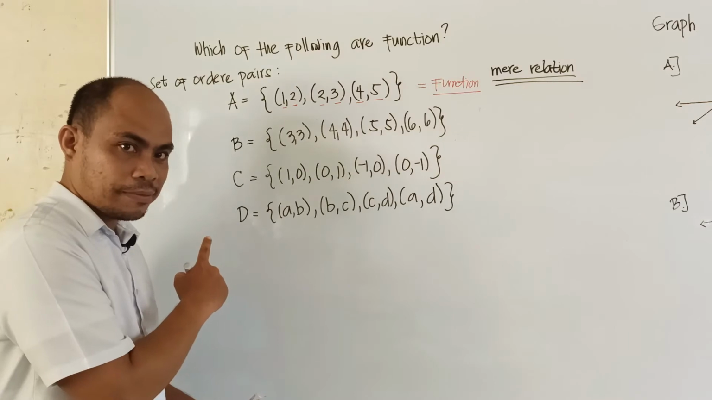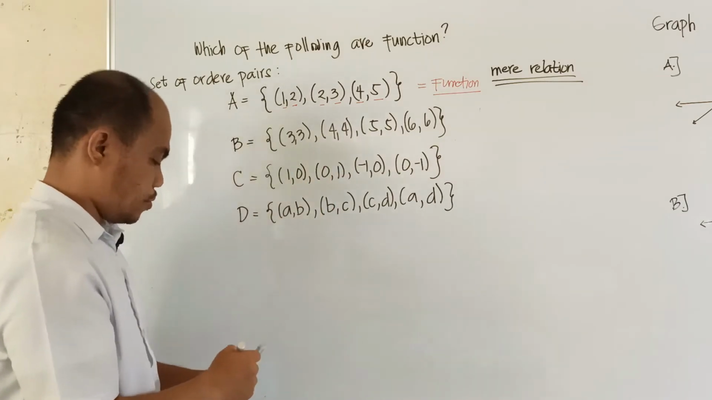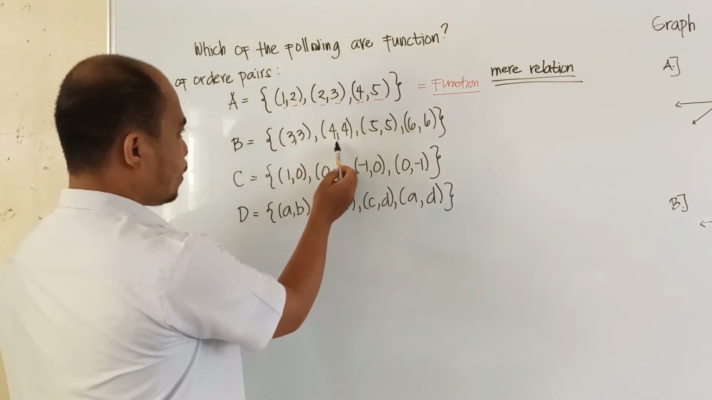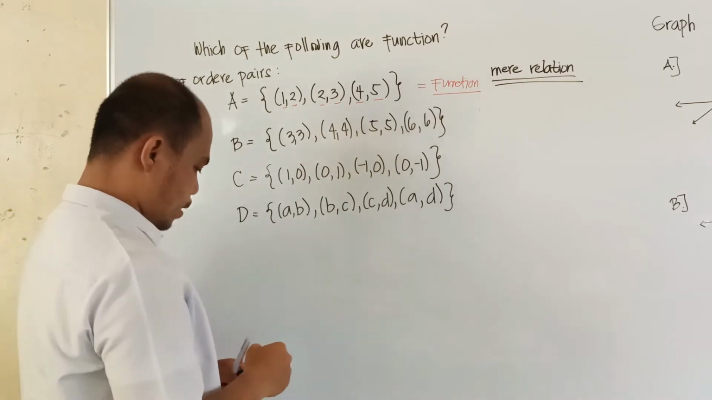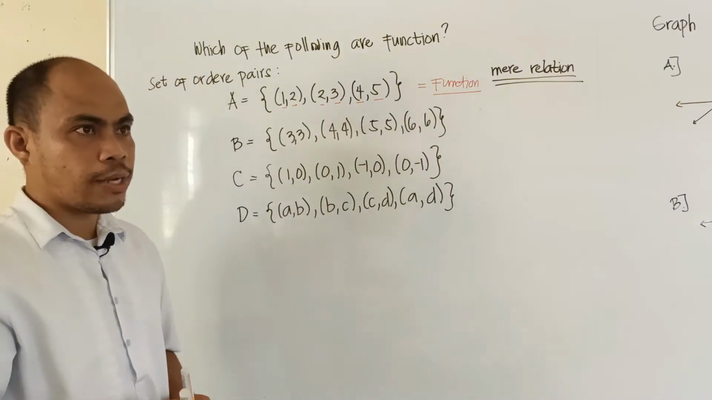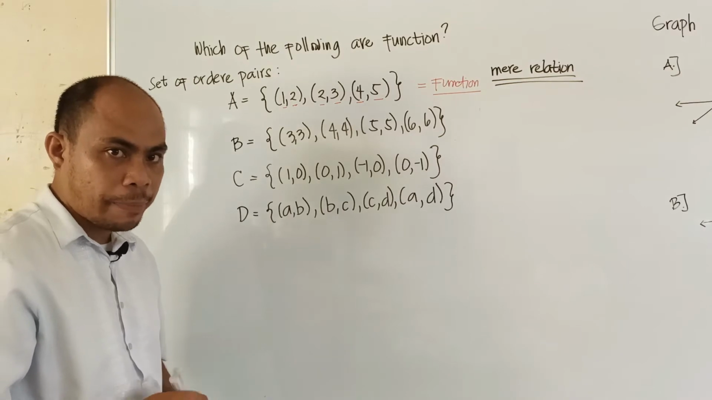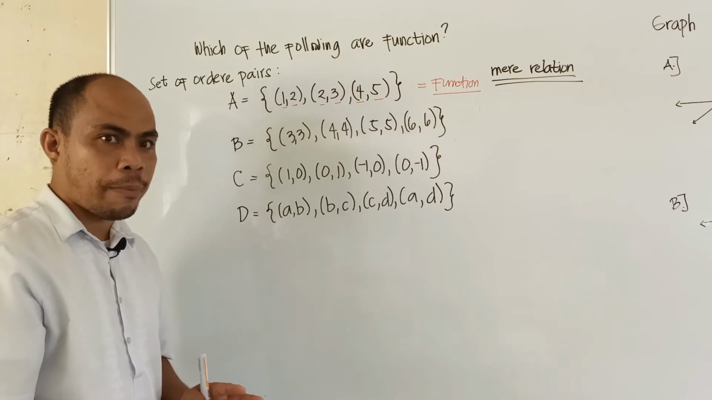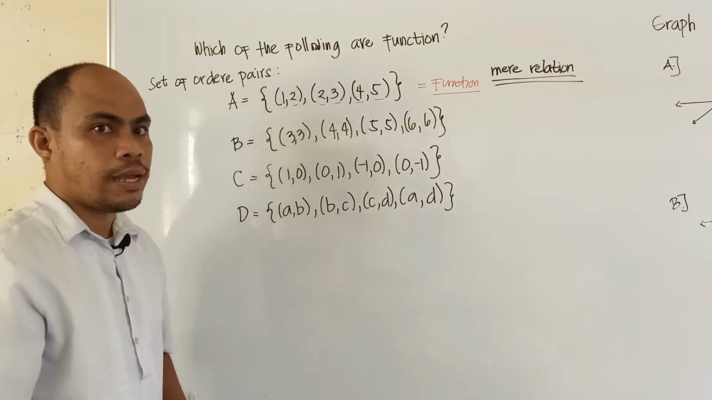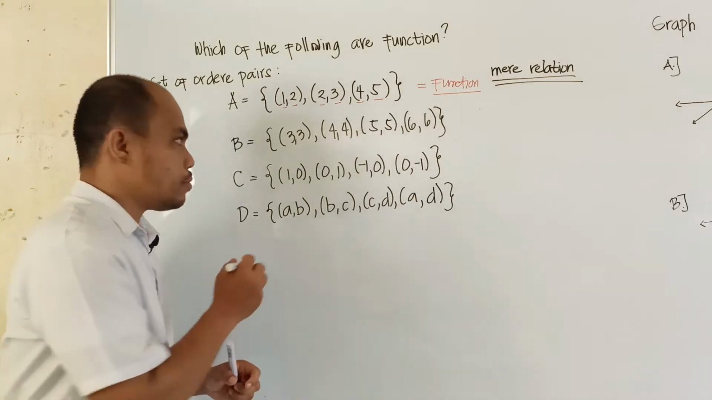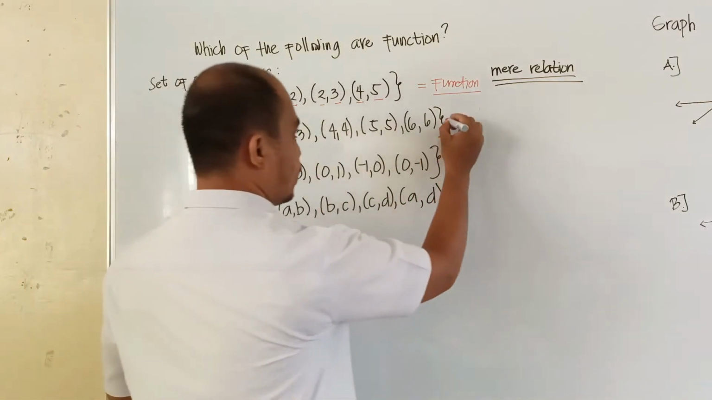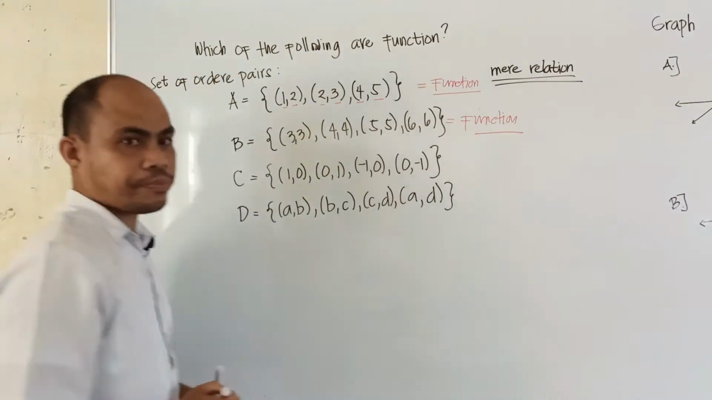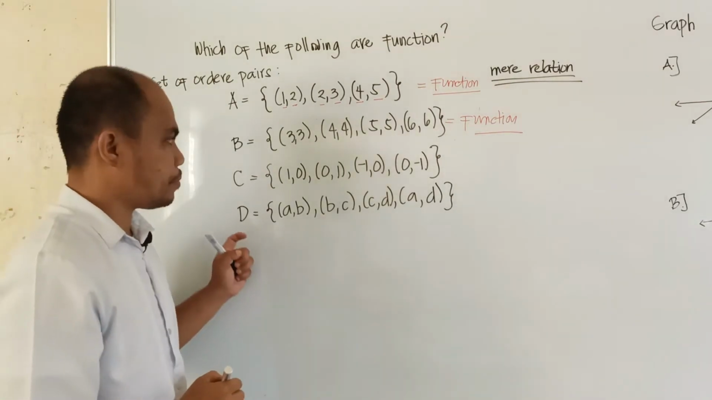How about letter B? Let's observe. We have 3 and 3, 4 and 4, 5 and 5, 6 and 6. Now I ask you, is there a domain that is repeatedly paired with a different range? I'm asking for the domain. There is none. So this is classified as a function.